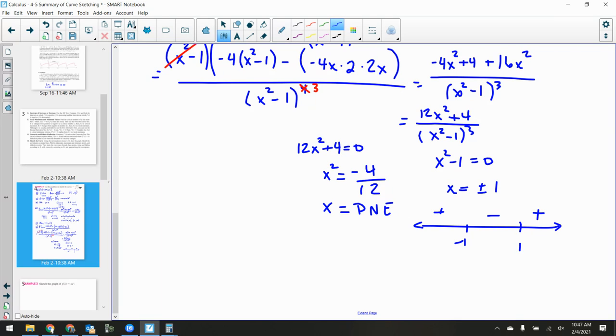So what does that mean? That means it's concave up from negative infinity to negative 1 and from 1 to infinity, and it's concave down from negative 1 to 1. All of that to graph this problem.